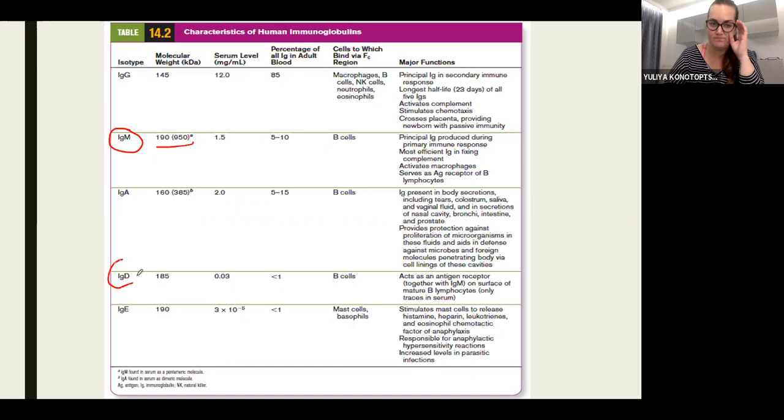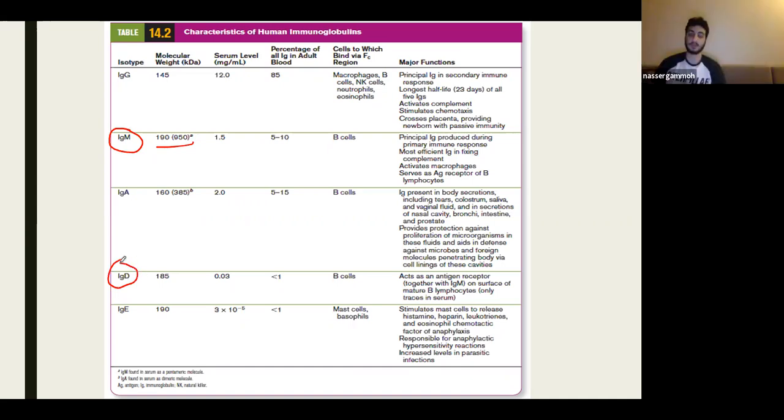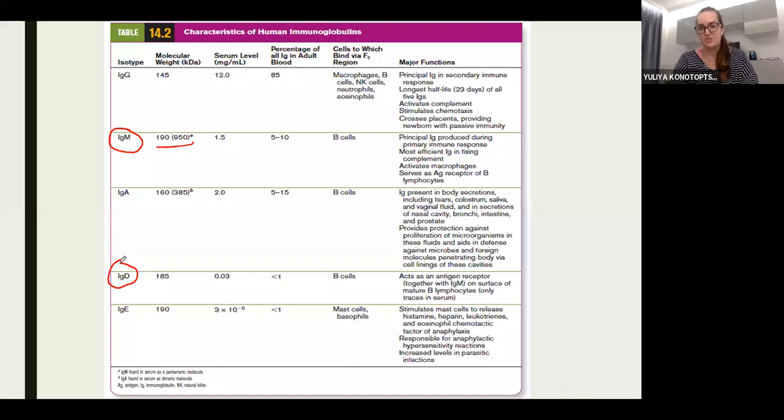IgD, remember? Also B lymphocytes, activated. But activated, or we call it mature B lymphocyte, right? So the one which has already encountered its antigen. So this is the one which will change its receptor from IgM to IgD. IgA, you remember?